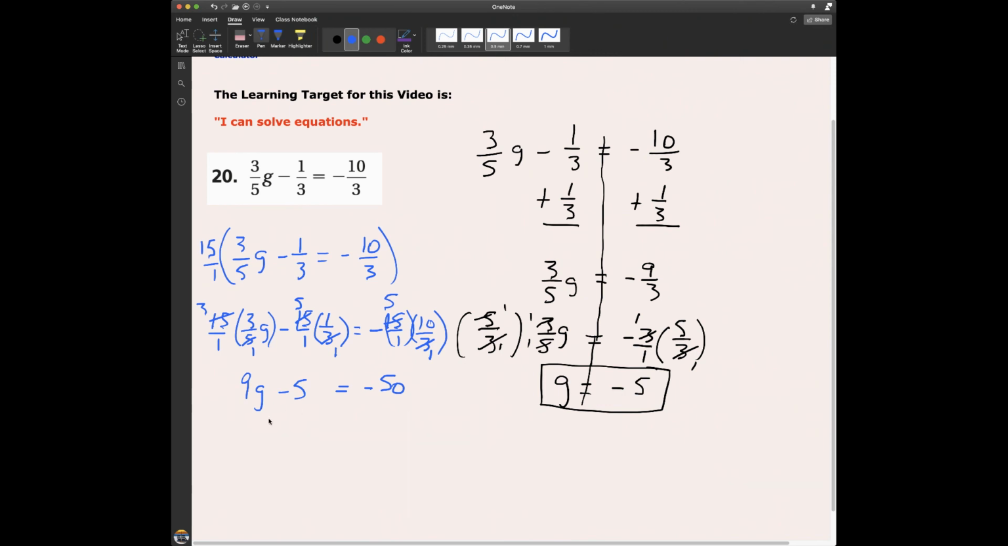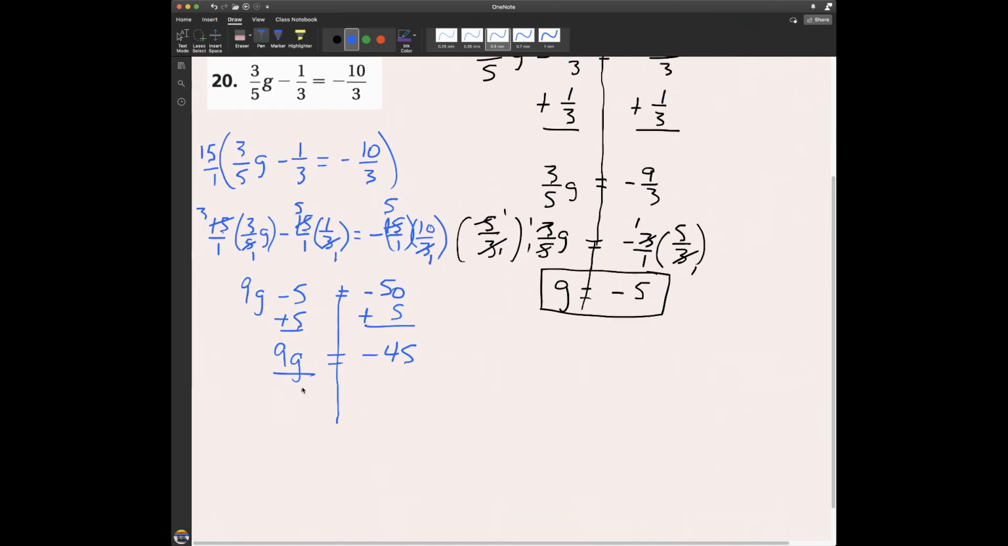All right, so let's go ahead and continue with this problem now. It's a two-step equation, and I can go ahead and add 5 to both sides. And I end up with 9g equals negative 45. Divide both sides by 9. And that cancels, and I end up with g equals negative 5.